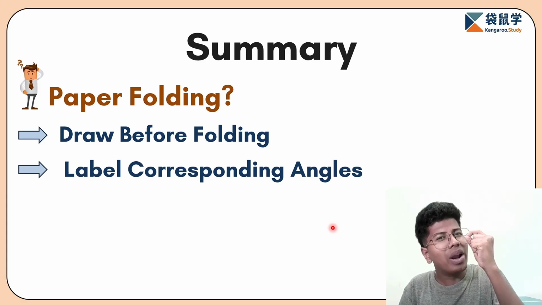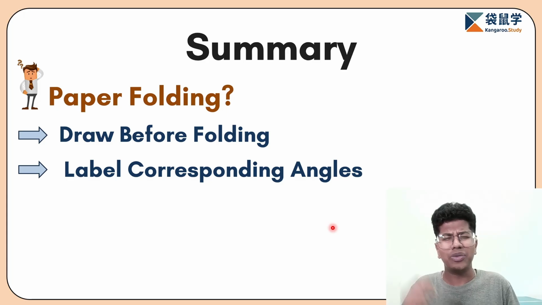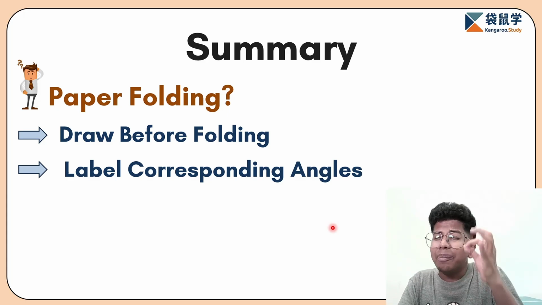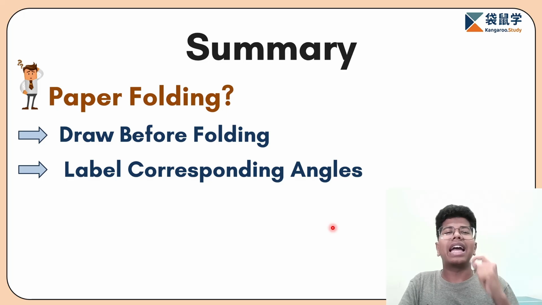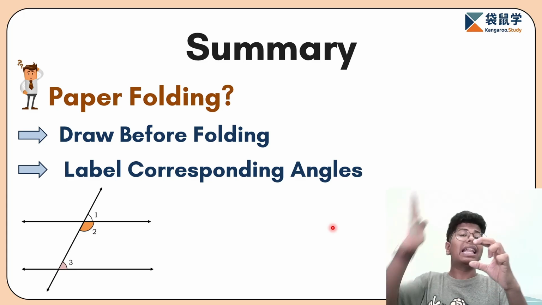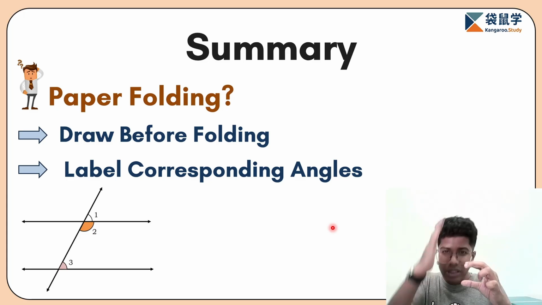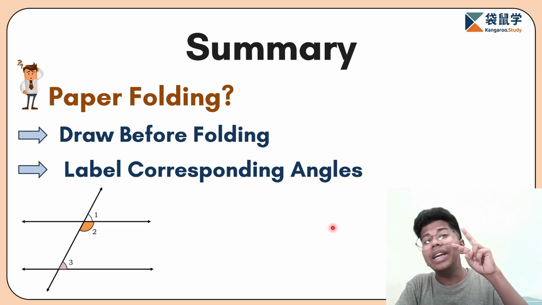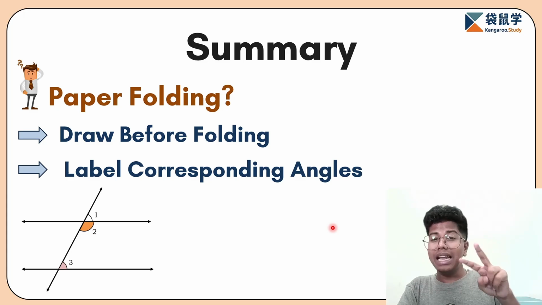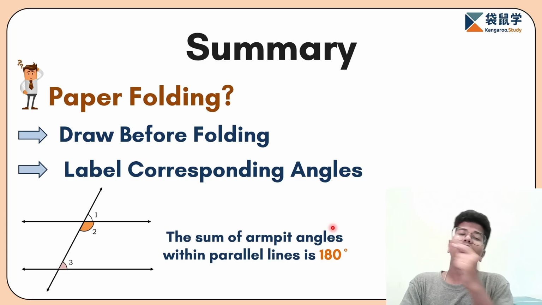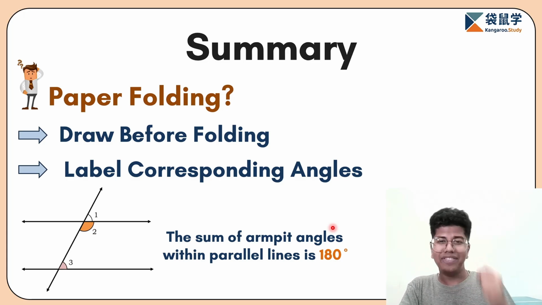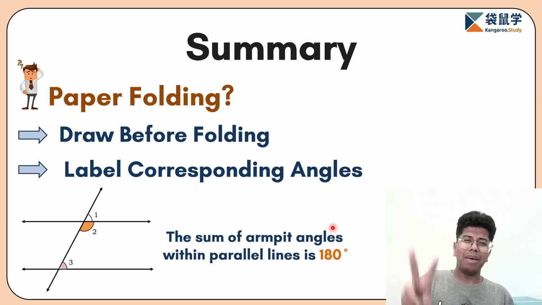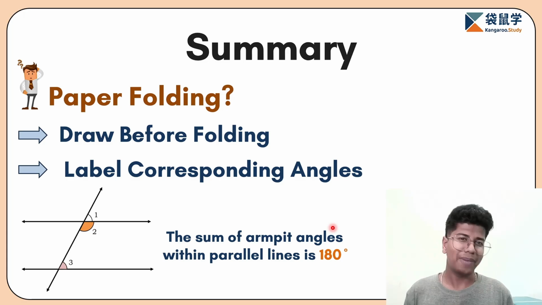Then there's one more extra thing that we have learned in this question. What's the extra thing? Yes, we learned about armpit angles. Whenever there are two parallel lines and the same line is cutting both of them, there is a relation between the two angles inside. The relation is that the sum of armpit angles within parallel lines is 180 degrees. This is the next thing that we have learned. So whenever you see paper folding, just follow the first two steps to get down to any of the questions here.